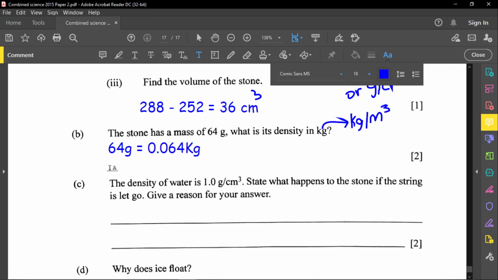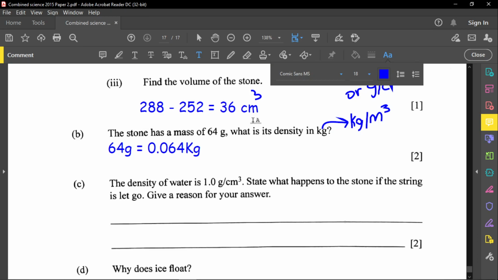Let's convert our meters cube, because this is of the stone, right? The volume of the stone is 36 centimeters cube. So we need to convert this into meters cube. So to convert centimeters cube into meters cube, we're going to divide by 1,000,000. Okay. And why 1,000,000? Because it's cubic. So centimeters to meter, you divide by 100, right? So it's 3 of them. So 100 times 100 times 100. That gives us 6 zeros, so that means 1,000,000.